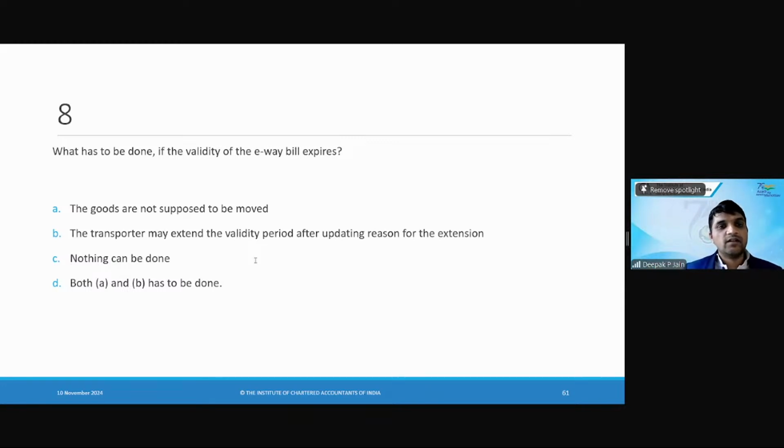What has to be done if the validity of the e-way bill expires? The goods are not supposed to be removed because you can remove goods only on the basis of a valid e-way bill, and the transporter may extend the validity. However, if from your end it is not possible, the transporter can extend the validity by updating the reason for that extension.